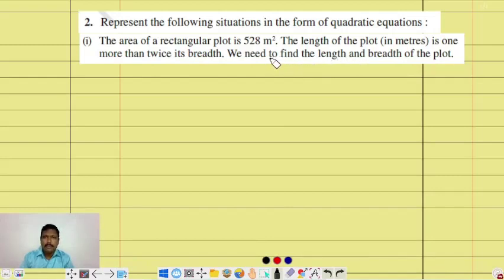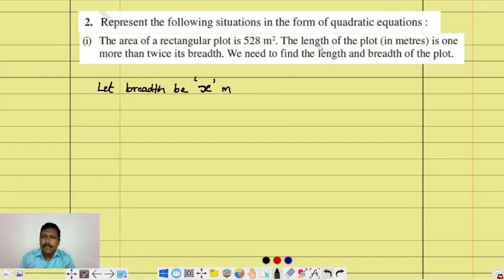Okay, so we have to form a quadratic equation here. See the condition given, length of the plot is 1 more than twice its breadth. So we have to take, let breadth be, breadth we can take as x meter. So the breadth we can take as x meter.